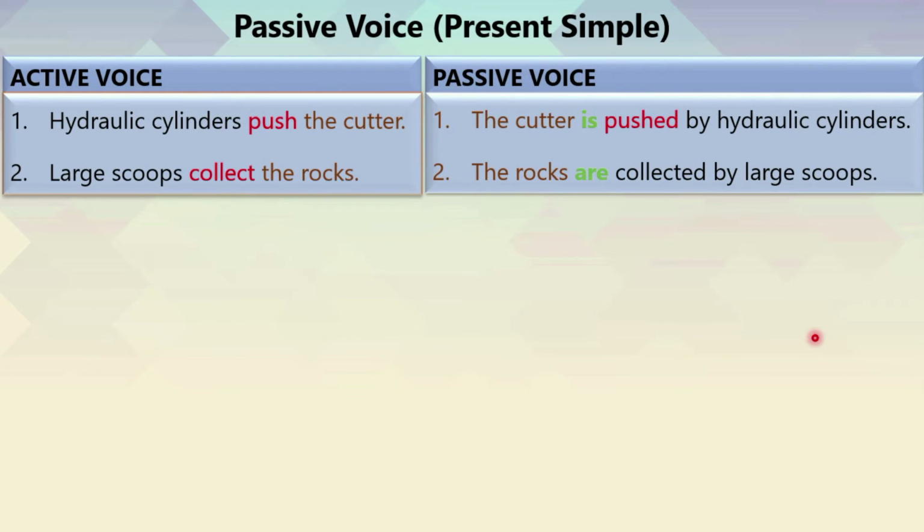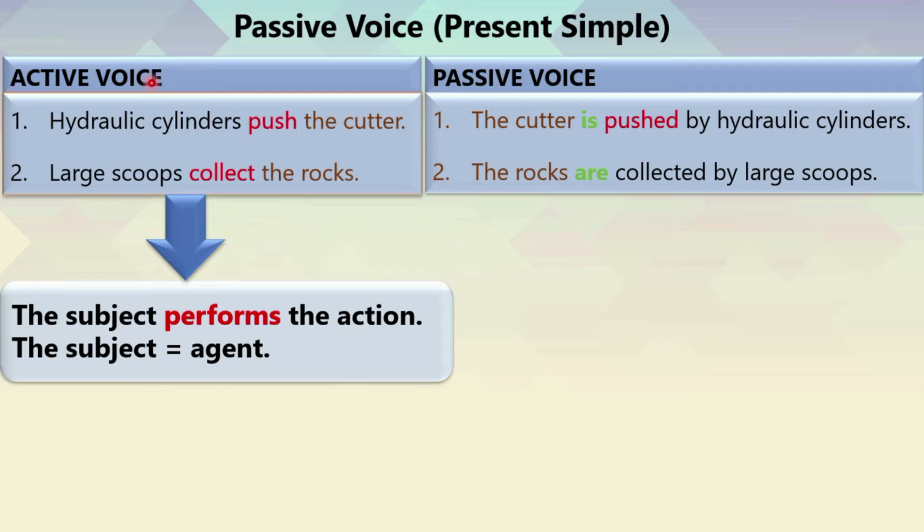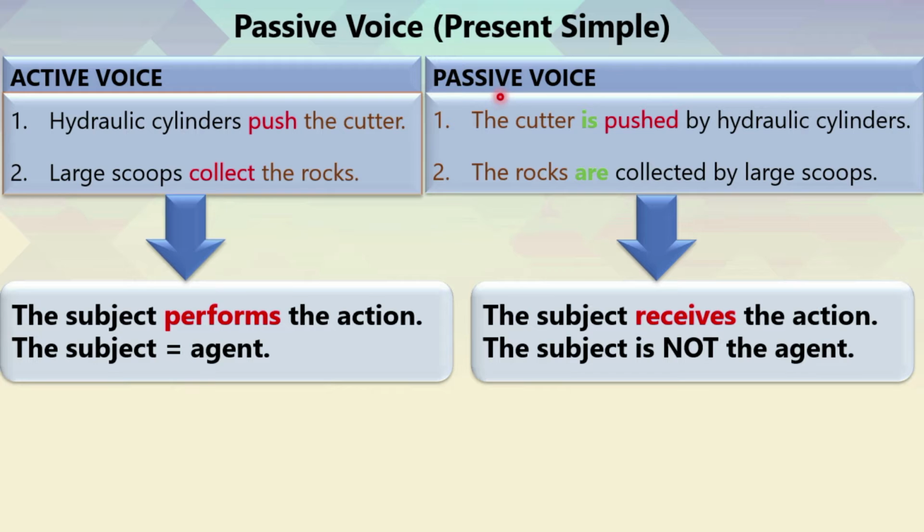Good. Now, look at the sentences again. Look at the active voice. Who performs the action? Great. The subject performs the action. That is, the subject is the agent. What about in the passive voice? In the passive voice, the subject receives the action. So, the subject is not the agent.